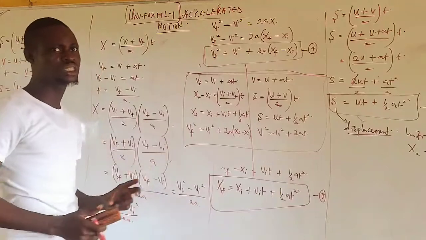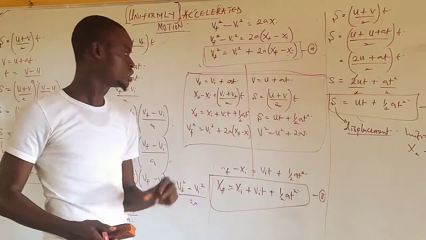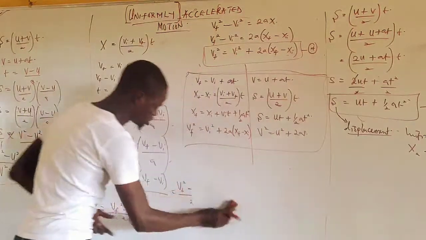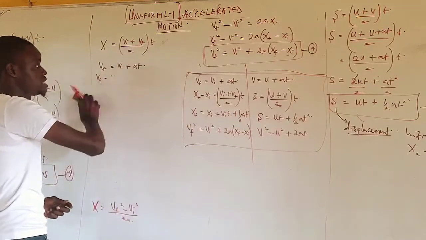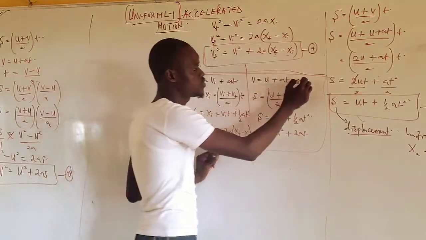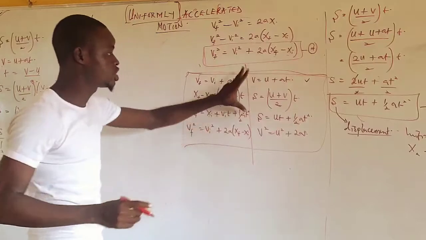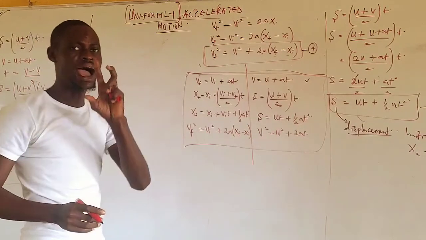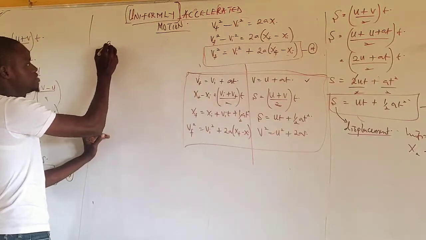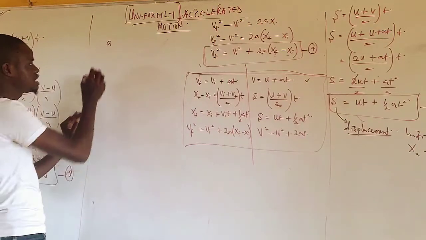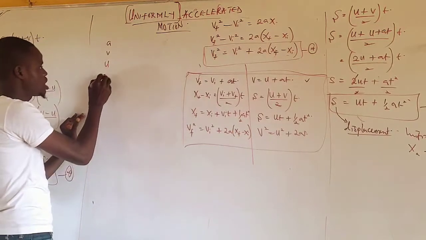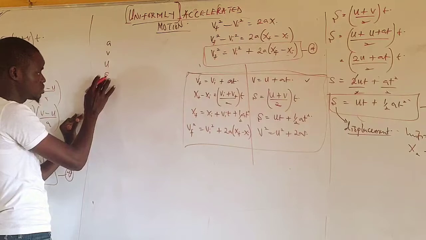Now, there's a secret behind these equations that you need to know. If you are given a question to solve using these equations, please note something. Each equation has four quantities in it. The first quantity found in the equation is acceleration, a. The second is final velocity. We also have initial velocity, and we also have distance, or displacement.